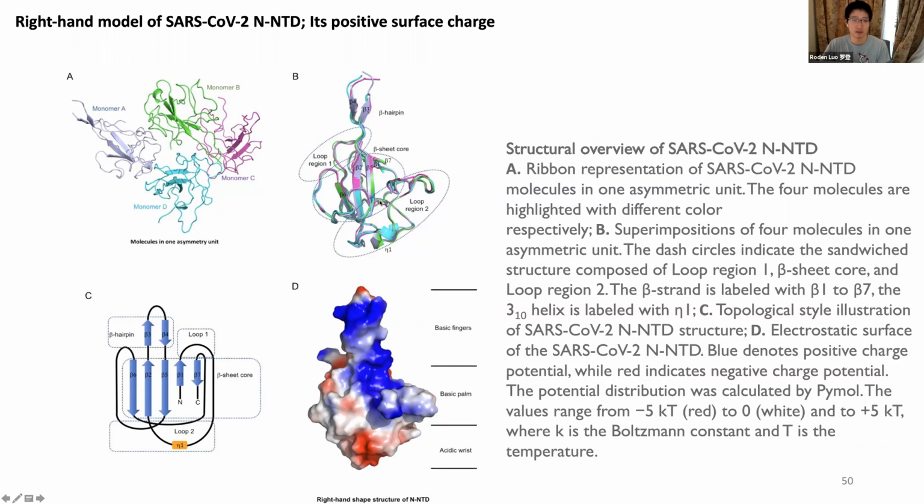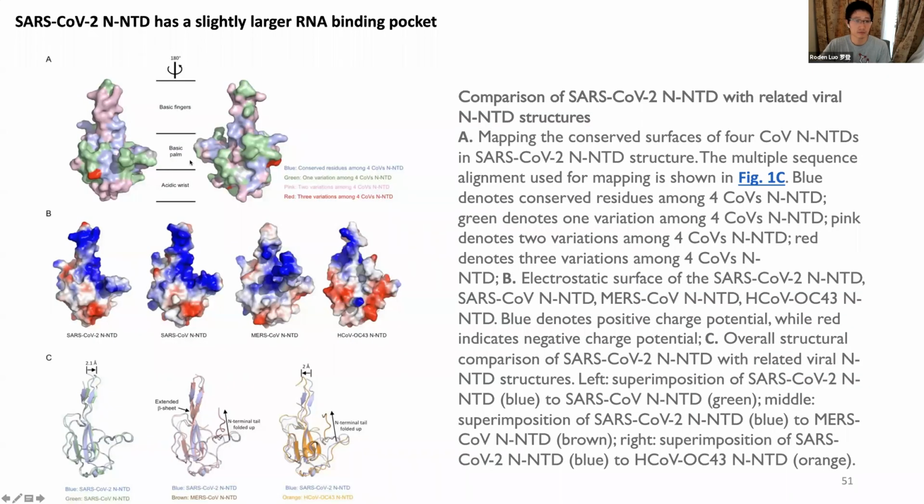Then this is the structure alignment of the N-TD of different coronaviruses. It's very similar. This is the surface chart. No, this is the mesh model. Oh, this is the structure alignment. The different colors mean the conservation level. The blue is the most conserved part, and the red is the least conserved part. So you can see the blue parts overlap with the positively charged region, so they might perform the RNA binding function.